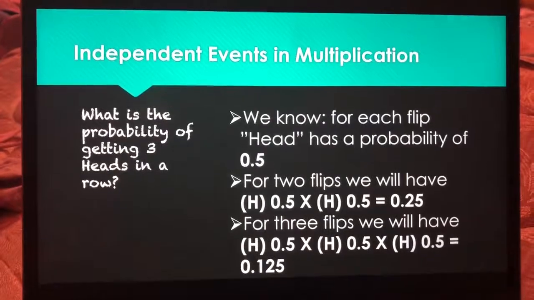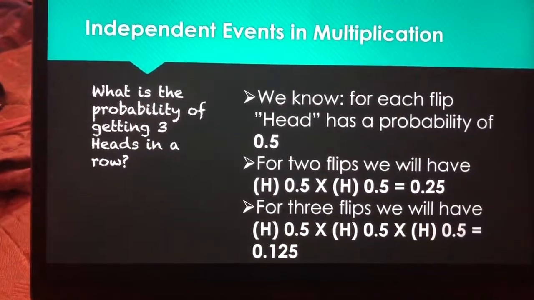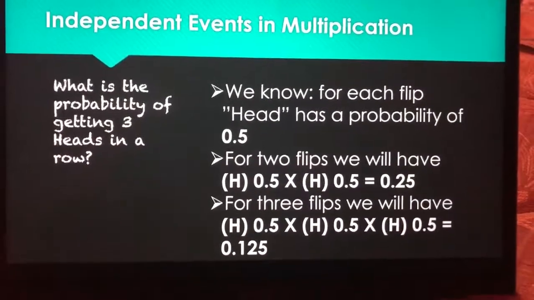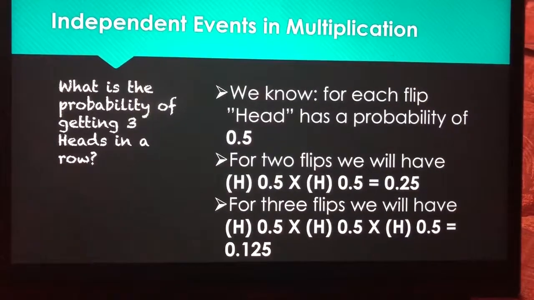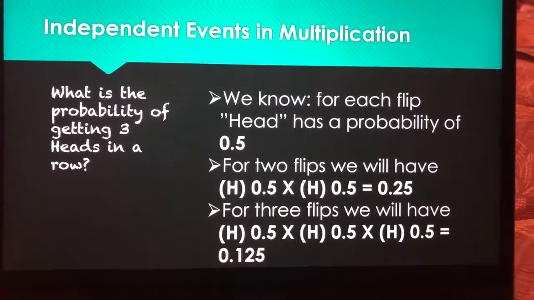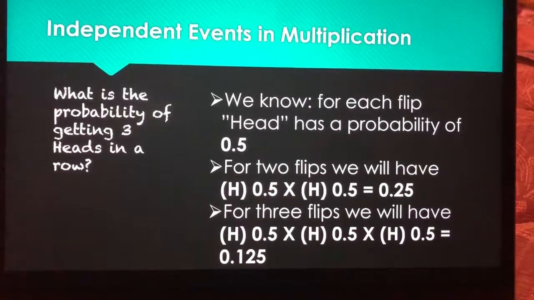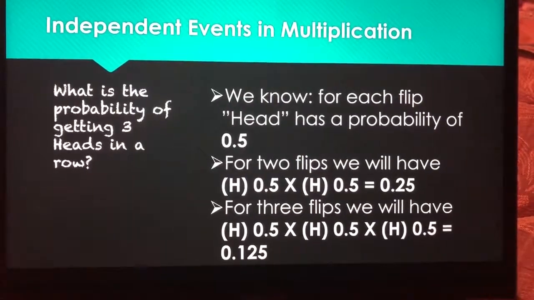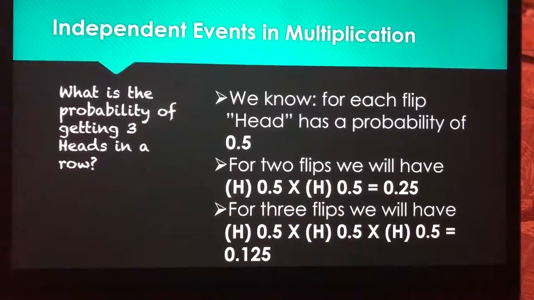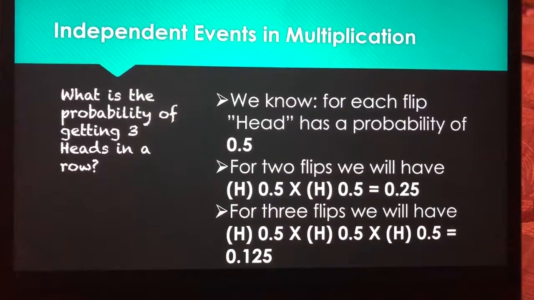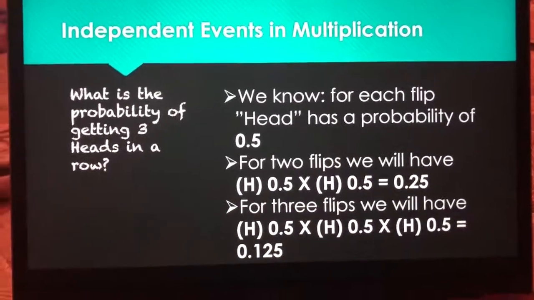Now, let's try this independent event in multiplication. So what is the probability of getting 3 heads in a row? So we know the probability of flipping a head is 0.5. For 2 flips, we're going to have 0.5 times 0.5, which gives us 0.25. Now, if we flip our coin 3 times and we get 3 heads, we have 0.5 times 0.5 times 0.5, which gives us 0.125.